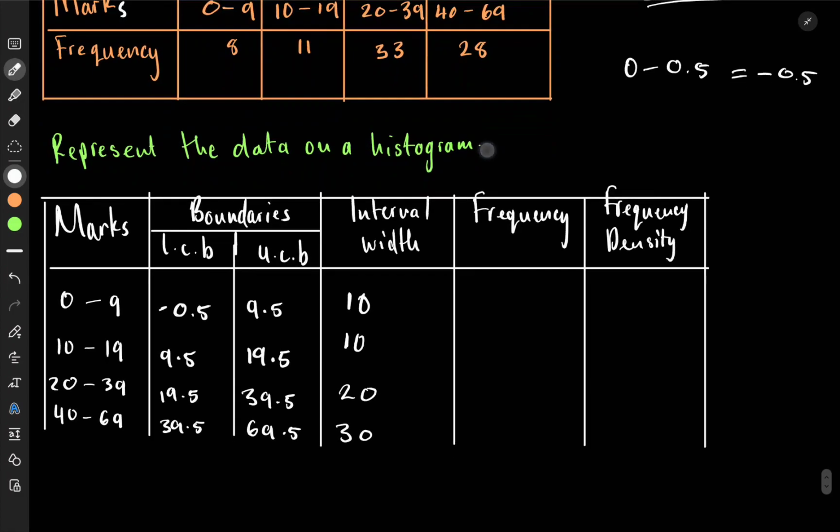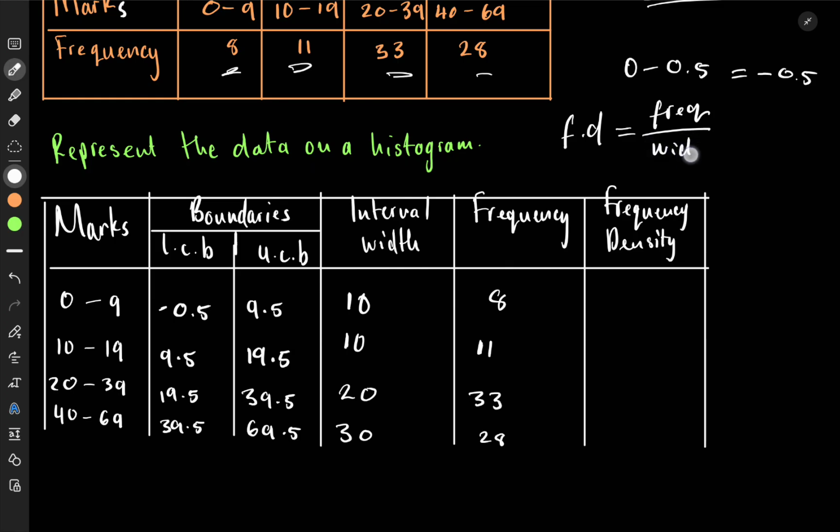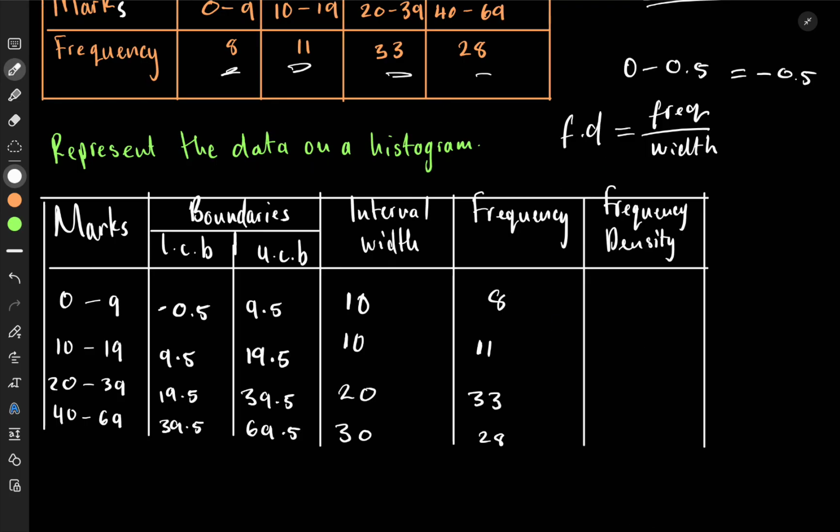Great. Now we need to put the frequency. And frequency we just take from the table, but we are now doing it going down. So the first one is 8. Next is 11. Next is 33. Next is 28. Now for frequency density, we'll be just saying frequency over interval width. Then you get your frequency density. So remember that frequency density is equal to how much, which is frequency, over the space, which is the width, the interval width or the class width.